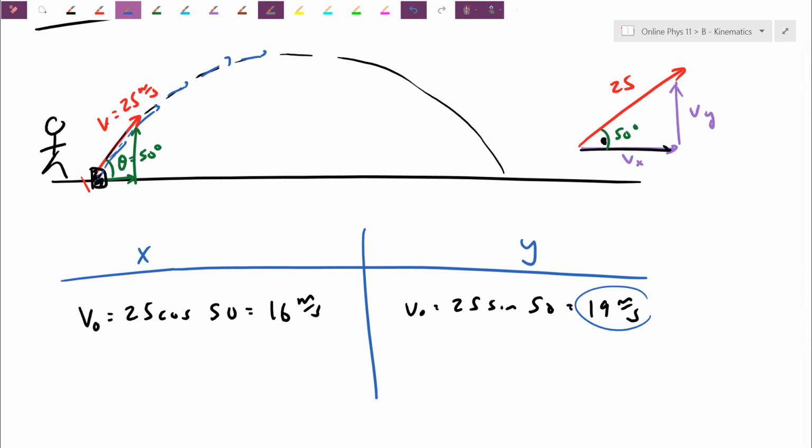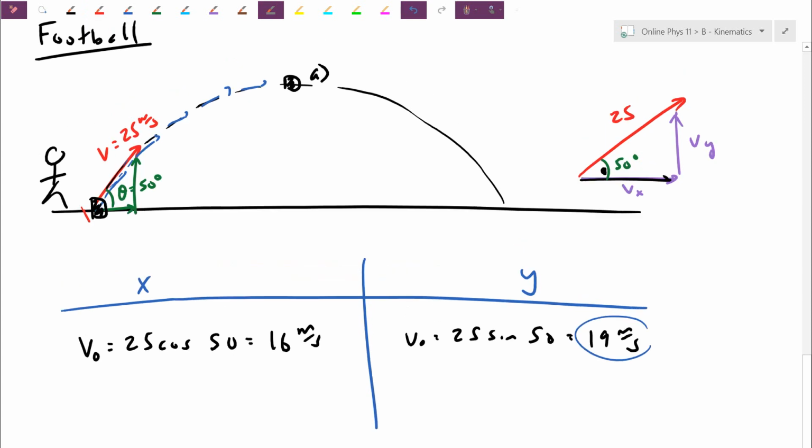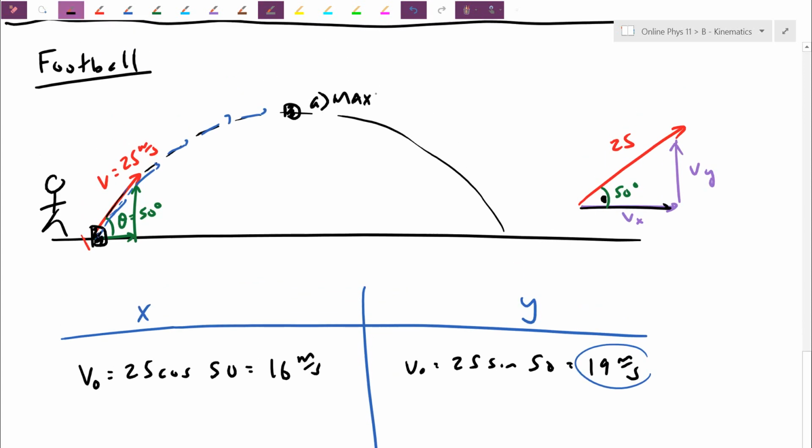So for this style of question, depending on the question, they're going to ask you two different things. Let's first deal with part A of the question. Part A is about max height. I know this football is eventually going to reach some top value. I want to know how far from the ground it reaches, the time it takes to reach max height, and other things about this max height.